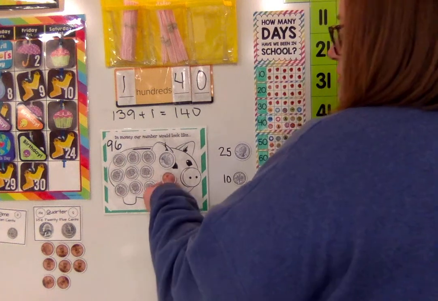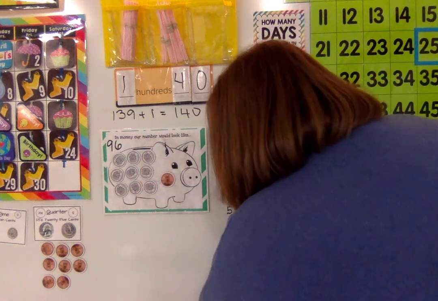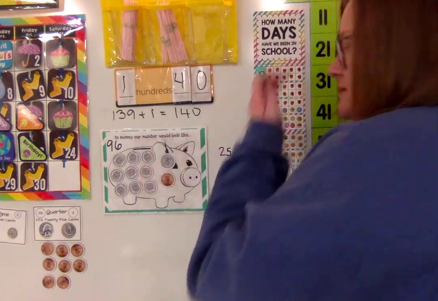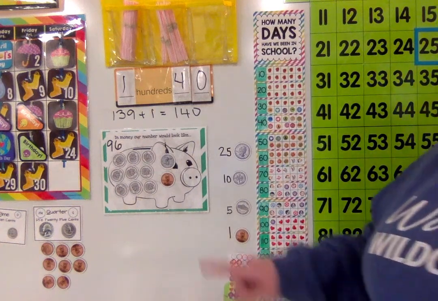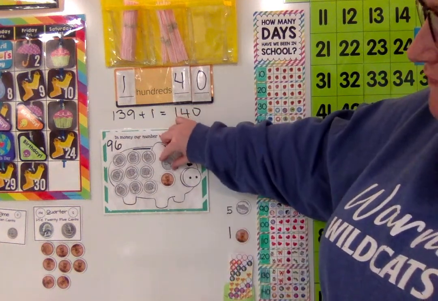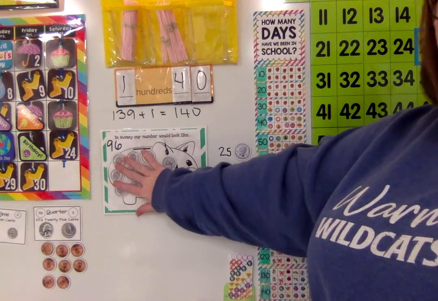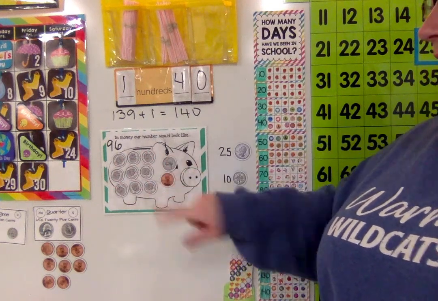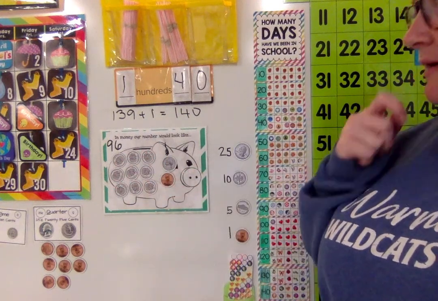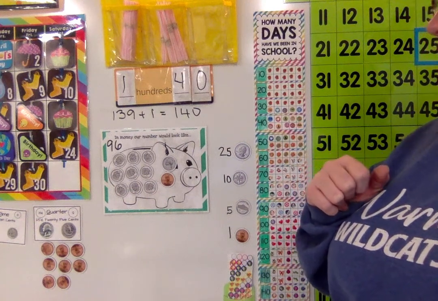Thick and fat. That's not a nickel, Miss G. That's a quarter. Let's get the right coin. Nickel, nickel, thick and fat. You're worth 5 cents. I know that.